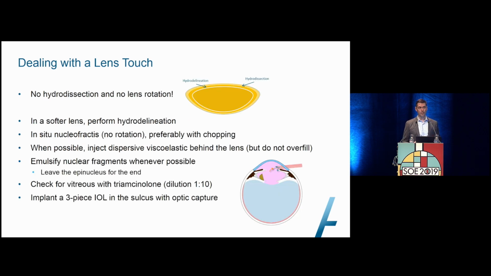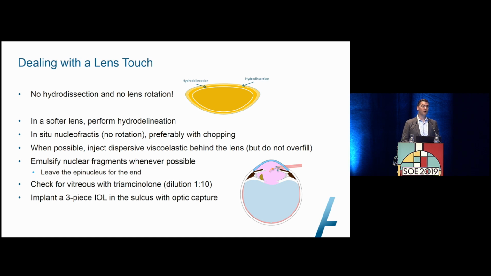So how to deal with this? Well, do not perform a hydrodissection as you would normally do. Do a hydrodelineation. Inject fluid inside the nucleus and not around the nucleus or the cortex. Try not to do a lens rotation, because rotating the lens will put forces on the back of the lens bag, and it will make the tear worse and turn it into a rupture with a dropped nucleus.